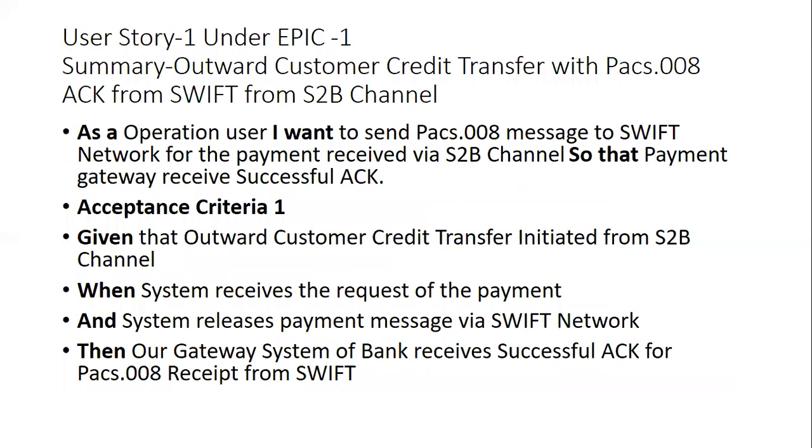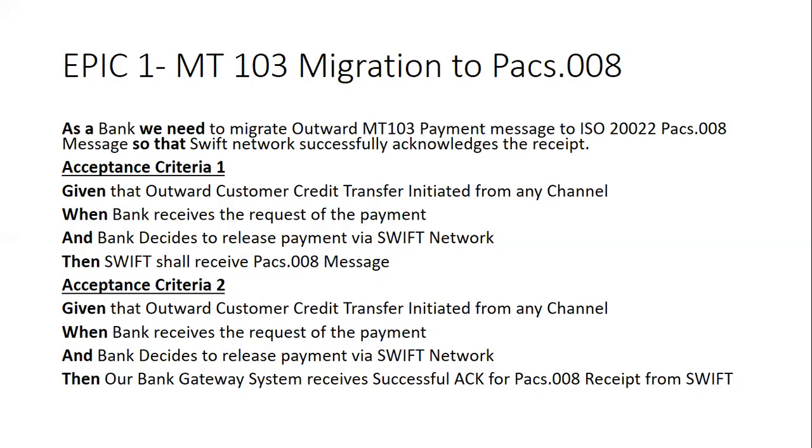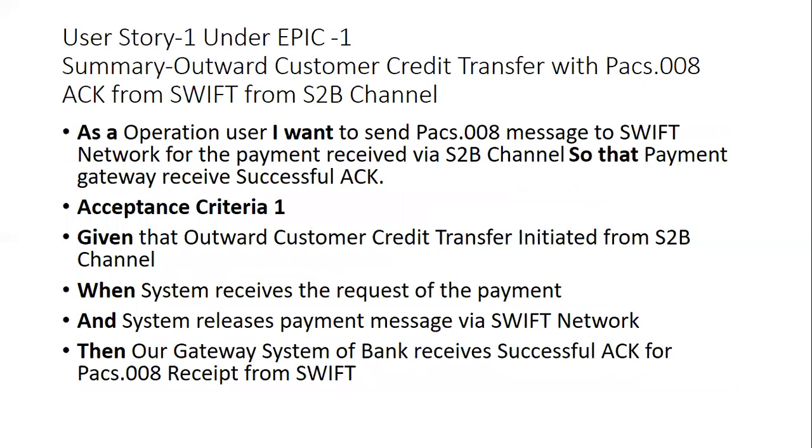So the first user story, if I would have to write, since they have provided the acceptance criteria that outward customer credit transfer is from any channel. Now any channel involves all those which are available in the banking, right? So in this case, I have taken the first user story for straight through banking. This is one of the channels which the banks use, right? So I would write a user story for this and it would look like this. The summary would look like this: outward customer credit transfer with pacs.002 ack from Swift from S2B channel. Straight through banking is one of the channels for the banks.